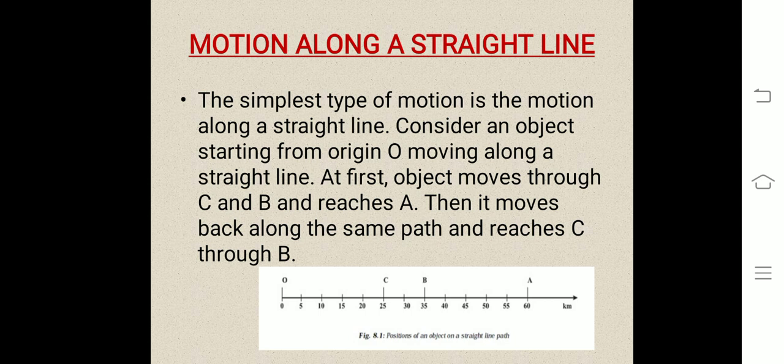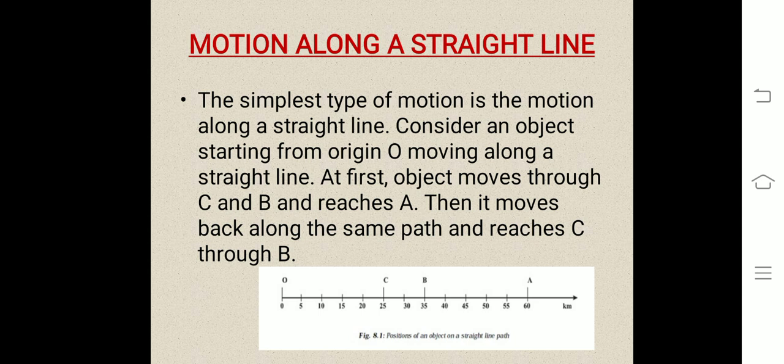We shall first learn to describe this by an example. Consider the motion of an object moving along a straight path. The object starts its journey from origin point O, which is treated as its reference point. Let A, B, and C represent the position of the object at different instants. At first, the object moves through C and B and reaches A. As you can see in the figure, from O to A, it covers a distance of 60 km.